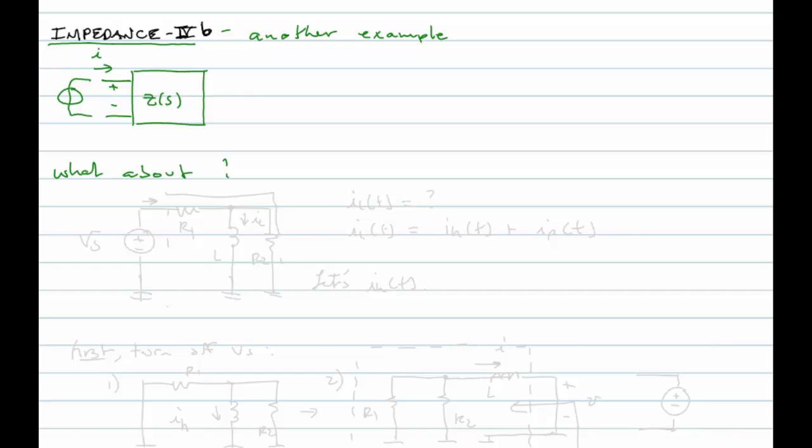Let's say that we have Vs here. You have a resistor, and let's say that I have an inductor and another resistor. Let's keep this simple here: R1, R2, and L. And what if I'm asking for the current IL? I want to know what is the current IL.